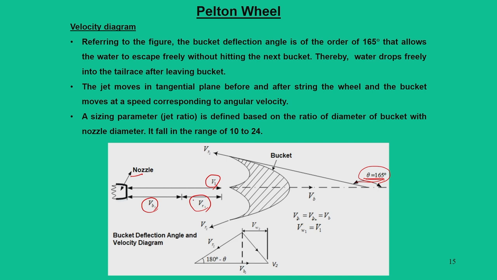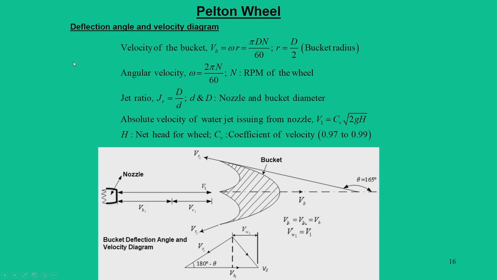Then we can introduce a parameter which is called the jet ratio. It is a sizing parameter, which is the ratio of the diameter of the bucket to the nozzle diameter, and its value is in the range of 10 to 24. Now, next, I mentioned how to quantify. The velocity of the bucket can be estimated as Vb, that is omega times r, that is pi D N by 60, where r stands for D by 2, which is called the bucket radius, and the angular velocity omega can be linked to the rpm of the wheel, that is 2 pi N by 60.